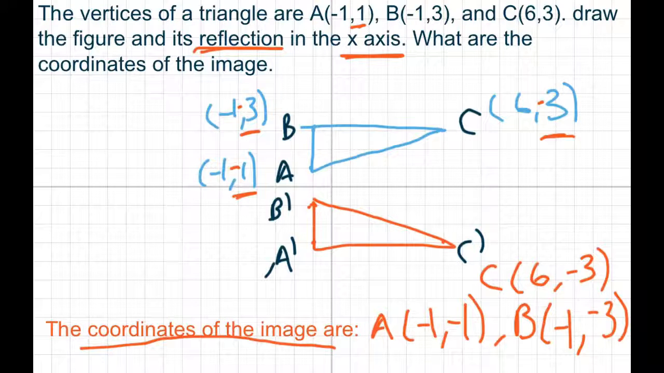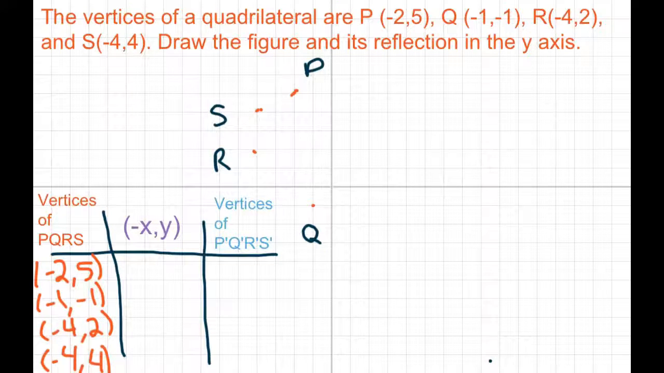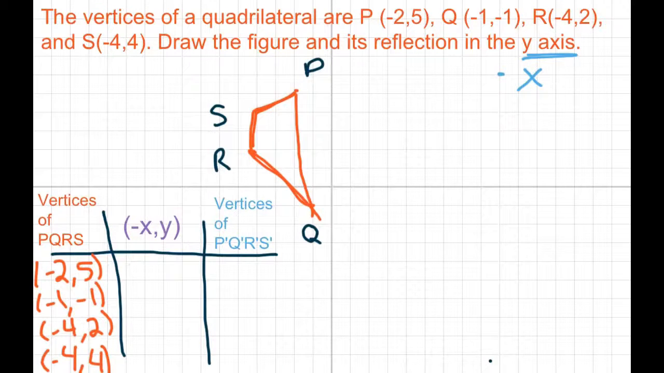Now let's try one where we're doing a reflection over the y-axis. Our first step is to plot our points. Now we need to connect the dots on our image. And then, in order to do the reflection across the y-axis, we need to take the negative of the x, as we see here. So that means our points change. We see all of our x values change from a negative to a positive, or a positive to a negative, whichever is the opposite.